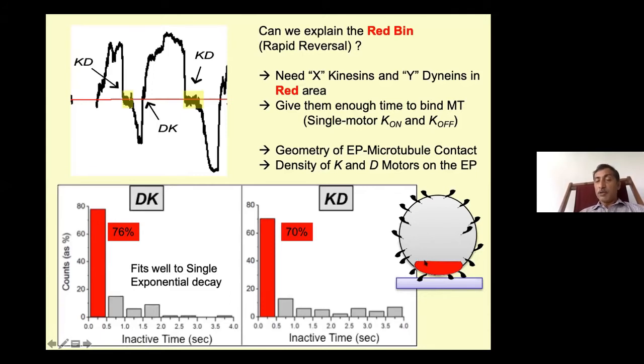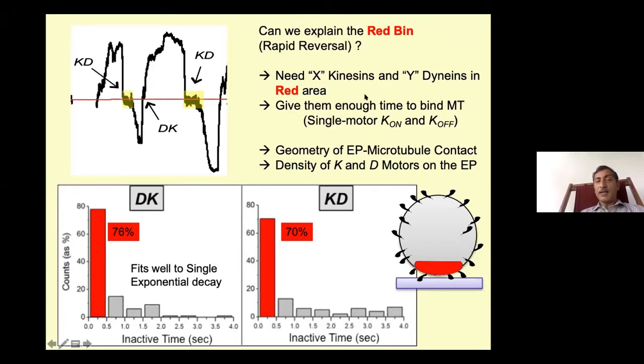Okay. So then the question is, if these motors attach and detach with known rates, and if we know the area of this red patch, which you can calculate by simple trigonometry, then what is the probability of, if these motors are attaching and detaching independently of each other, do you expect these kinds of plots? Okay.